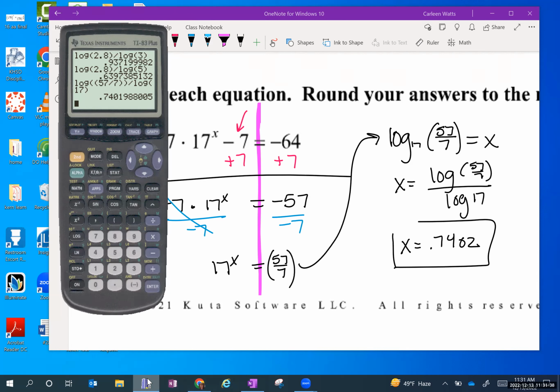At this point, if you wanted to take 57 divided by 7 and type that in as a decimal, show your work. I'm going to see that you're going to be off a little bit, but that would be fine. You would just get a number very close to 0.74.